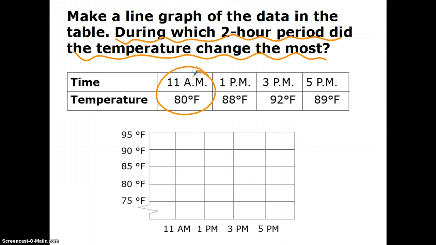So the first point that I'm going to plot is 11 a.m. and 80 degrees. So I'm going to go over to 11 a.m. and up to 80 degrees. You'll notice there's this little squiggly line here. This is called a break in the graph.